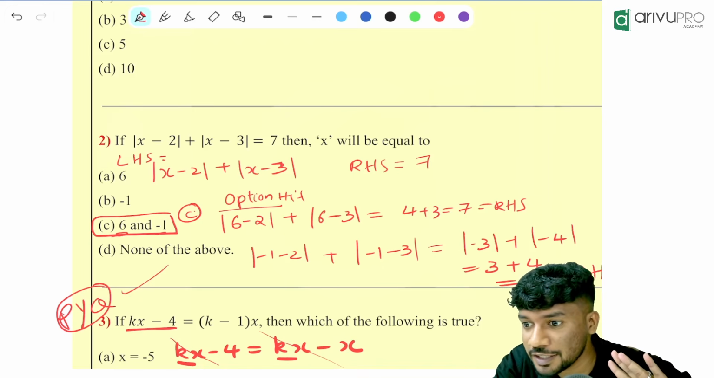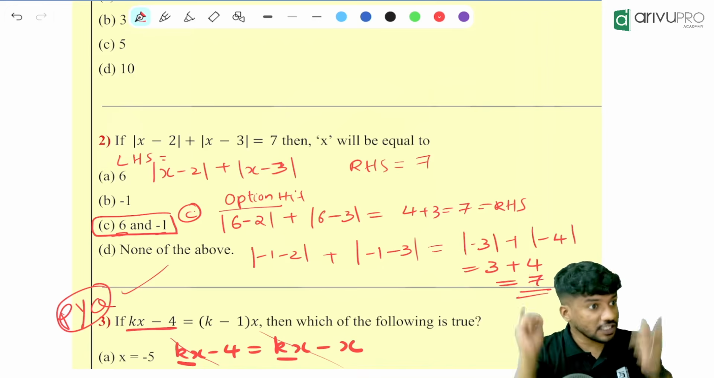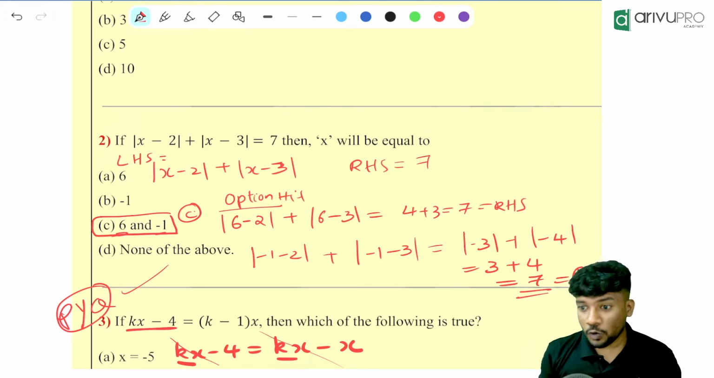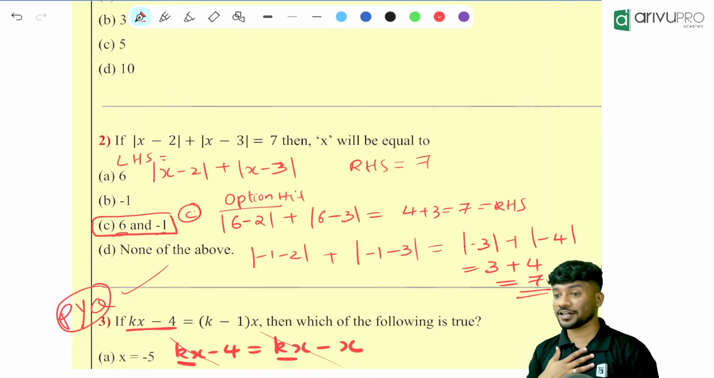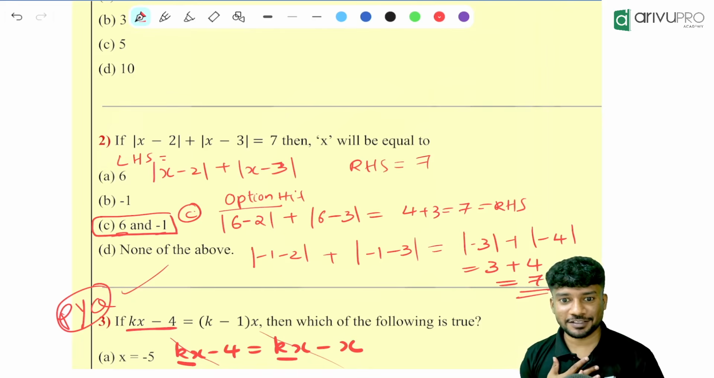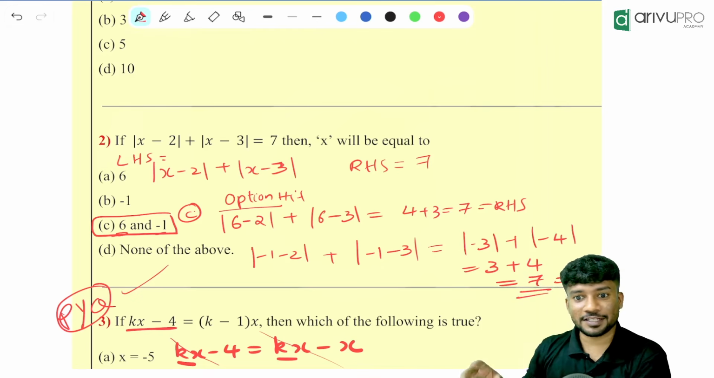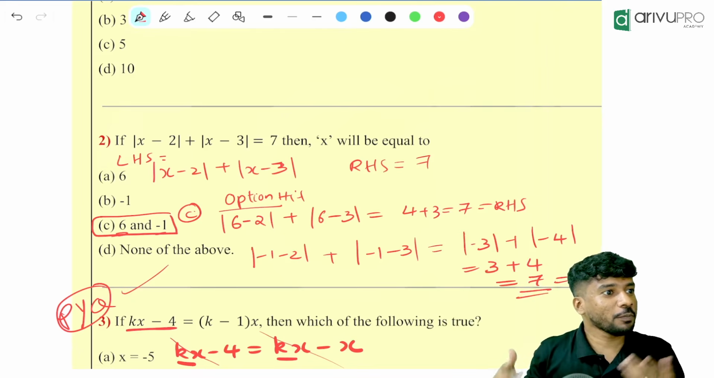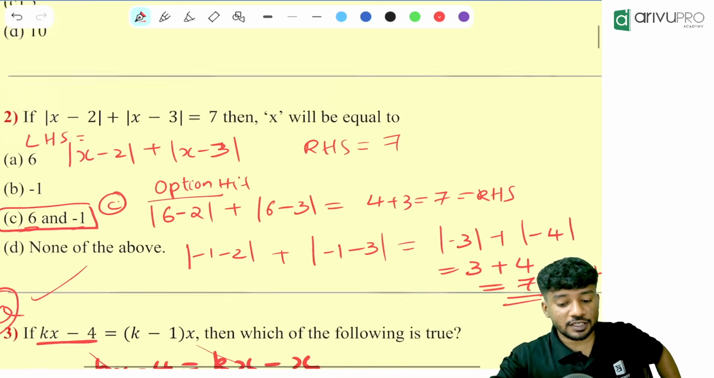Understood the method? Whenever there are two options containing option A or B, we should check that option also. Otherwise, don't go for option A directly. You will get a wrong answer, even though your answer is correct. You are getting a bonus of minus 0.25 and an extra 1 mark is also lost. Why option C? Because minus 1 is also satisfying it, right?